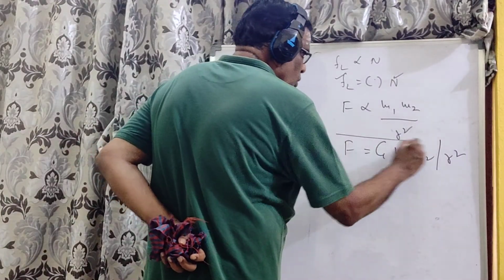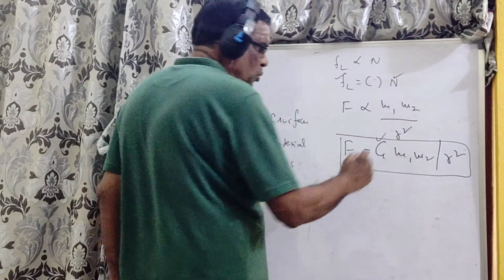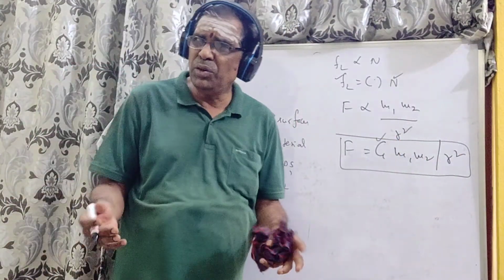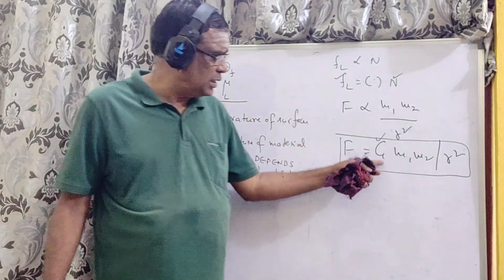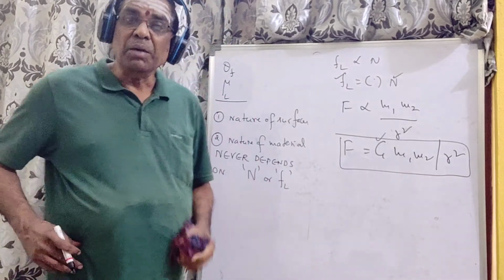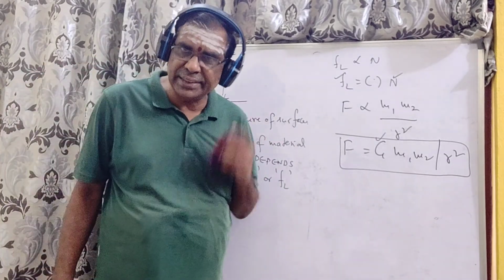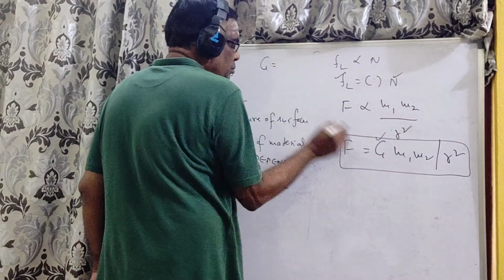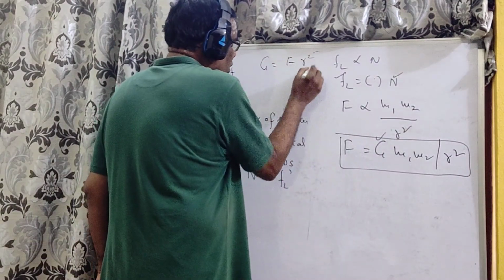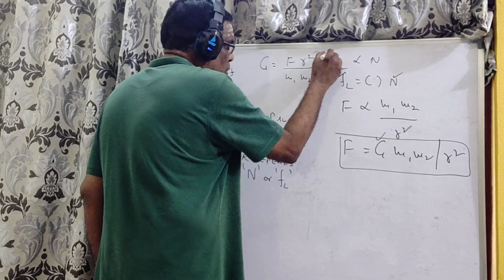So far so good, it has its own units. These may have units, may not have it. For example, this doesn't have any unit, but this has units. It's possible. But I'm talking of the dependency. Now, if I write this, G = F R square by M1 M2.